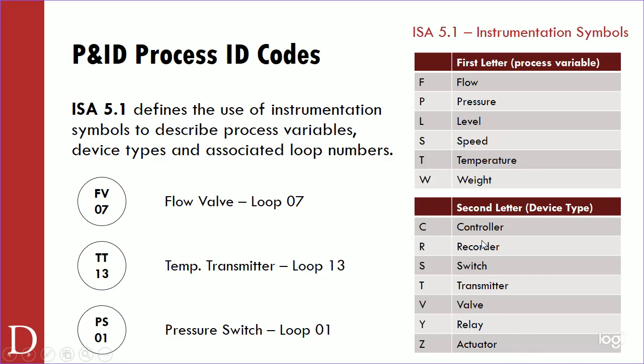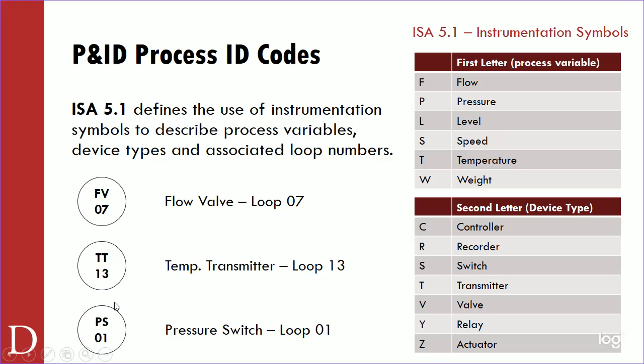So I can have a controller, I can have a recorder, I can have a switch, I can have a transmitter, I can have a valve, I can have a relay, or I can have an actuator. These are all the different things. And then what's going to happen is you'll see these bubbles or circles that will be associated with your process. So FV07 is going to be my flow valve on loop 7.